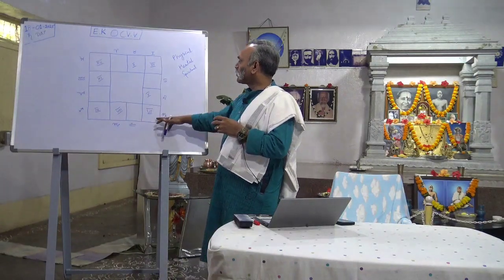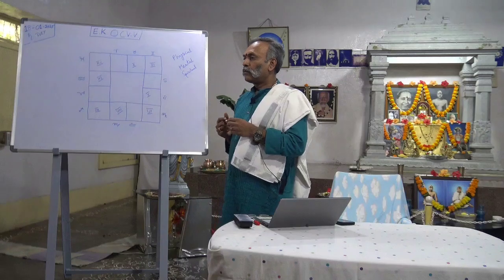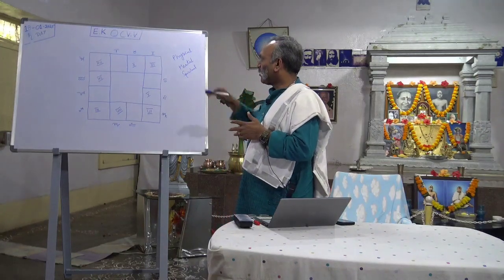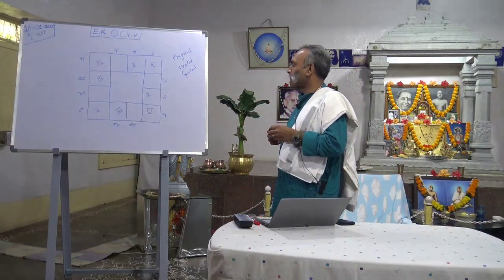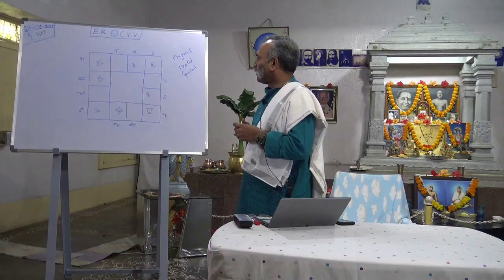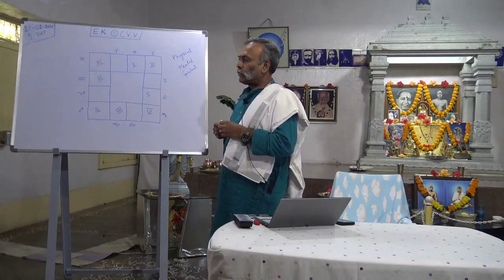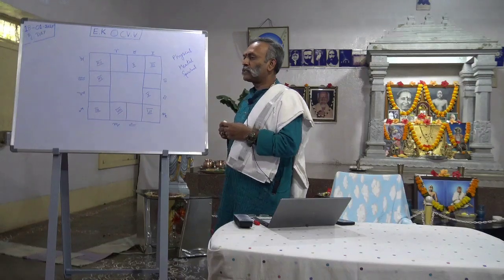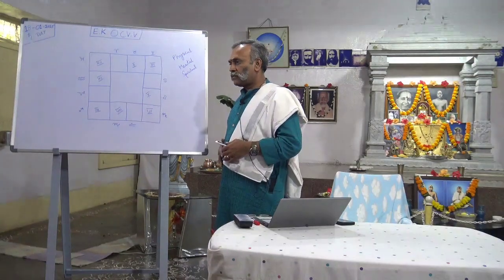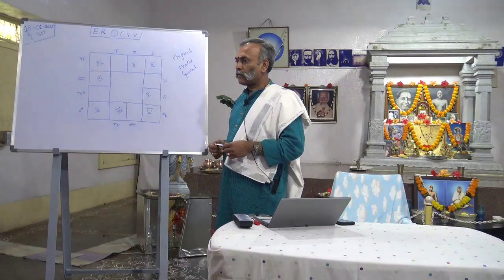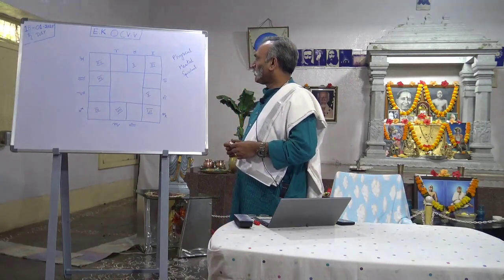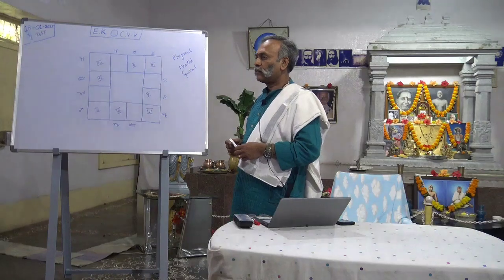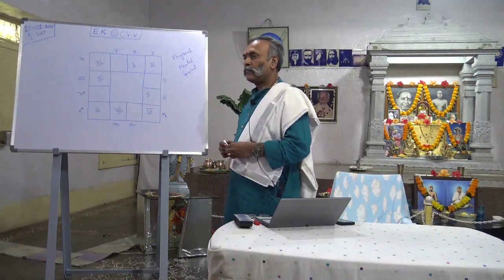So the sixth house is the second of the set of four. Physically, this represents the intestines, the appendix, and appendicitis.